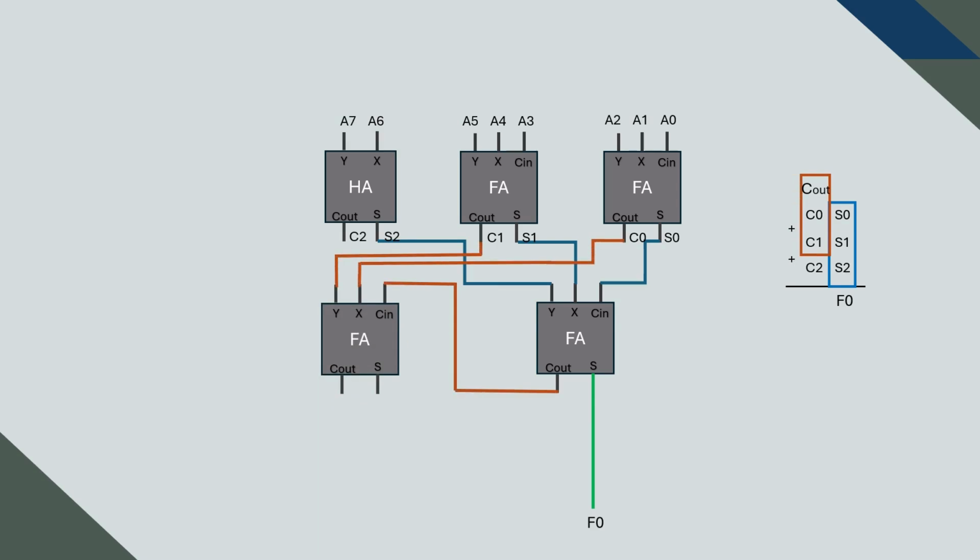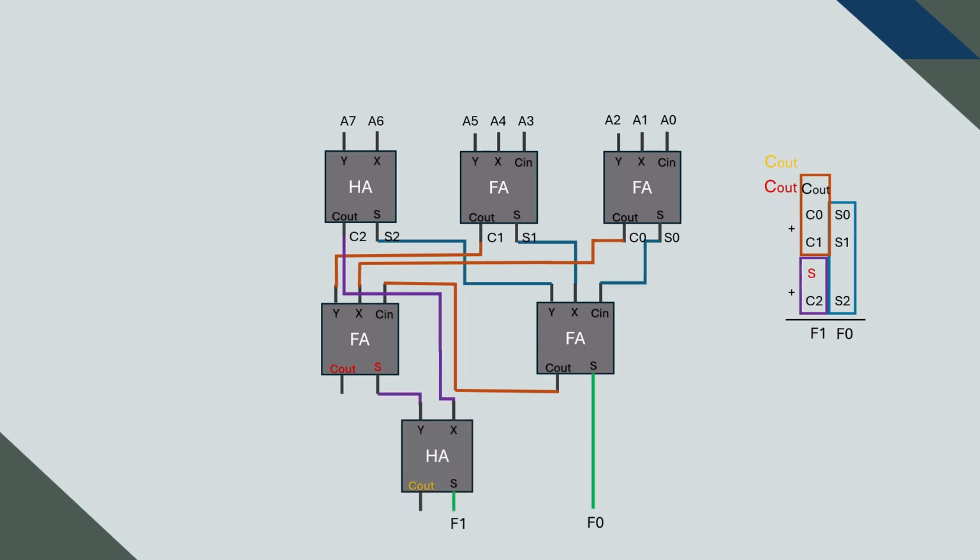The red S from the last full adder, together with C2 from the first half adder. Since we are adding only 2 bits, a half adder will suffice. We are left with 2 last carry outputs. We add them using 1 more half adder. And that gives us our 4-bit output, F0, F1, F2, and F3, which together represent the number of ones in the input.